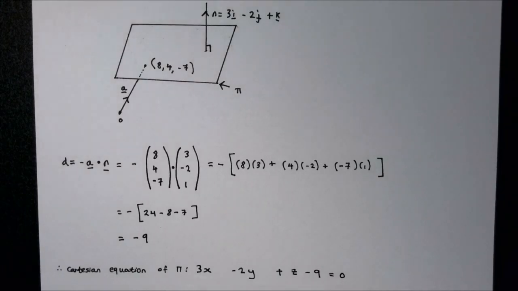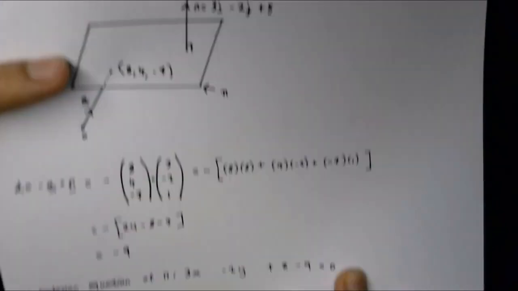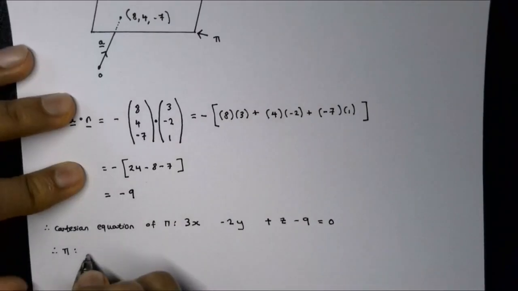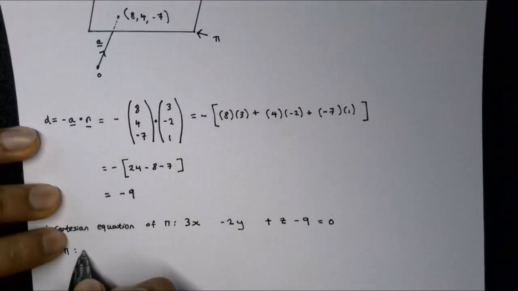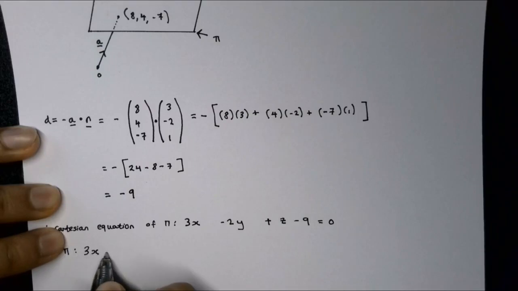So this is our Cartesian equation of the plane, and if you want, you can take this 9 over to the other side. So therefore you can conclude over here, pi is equal to 3x minus 2y plus z equals 9.